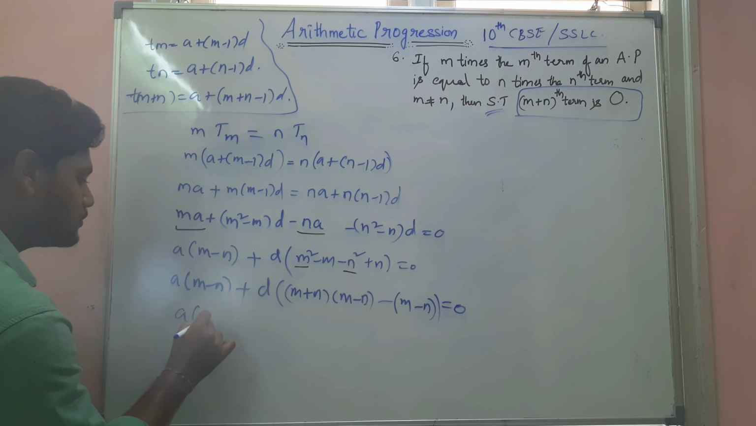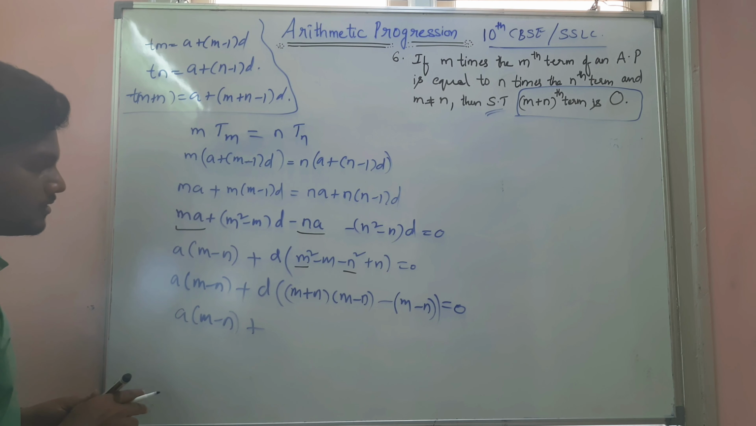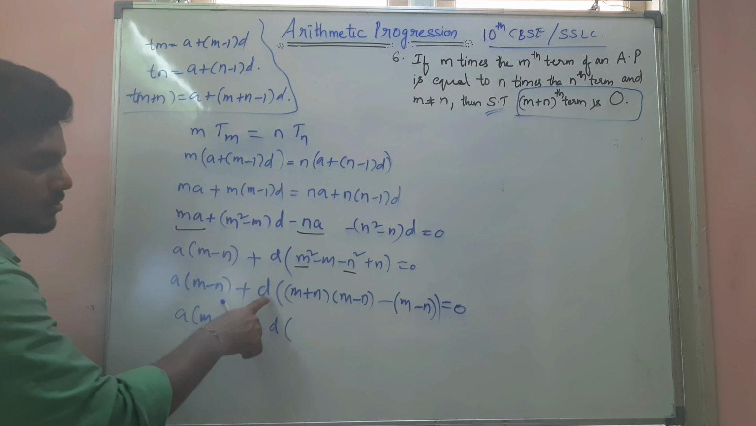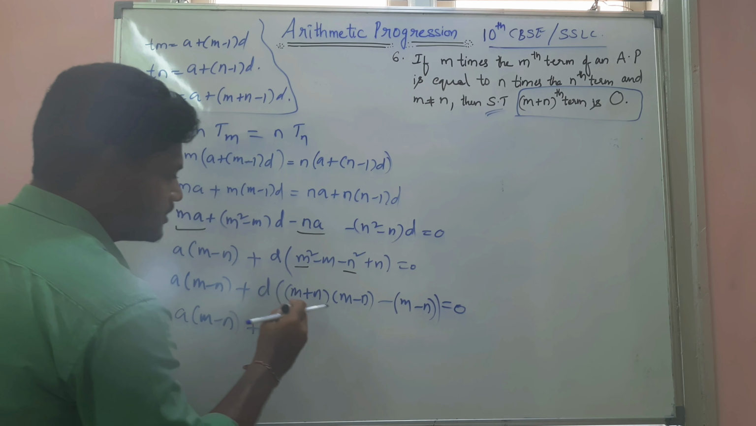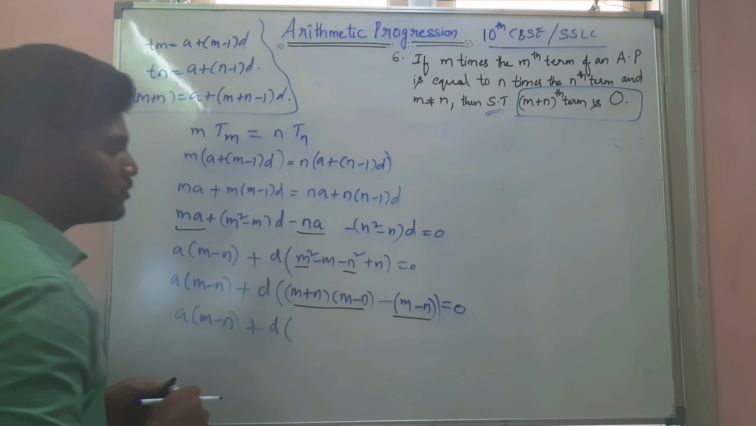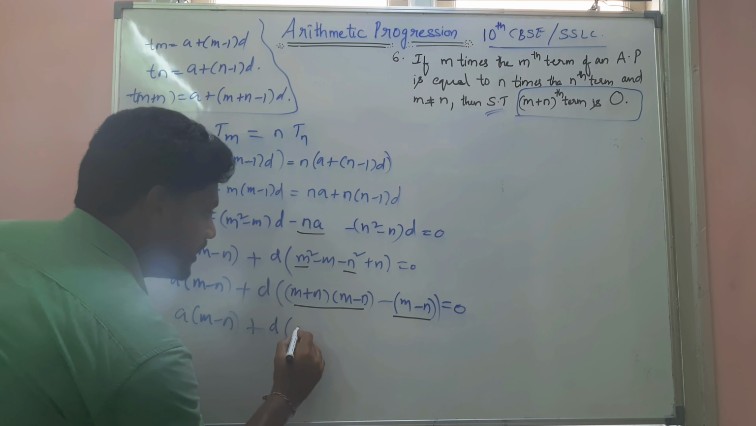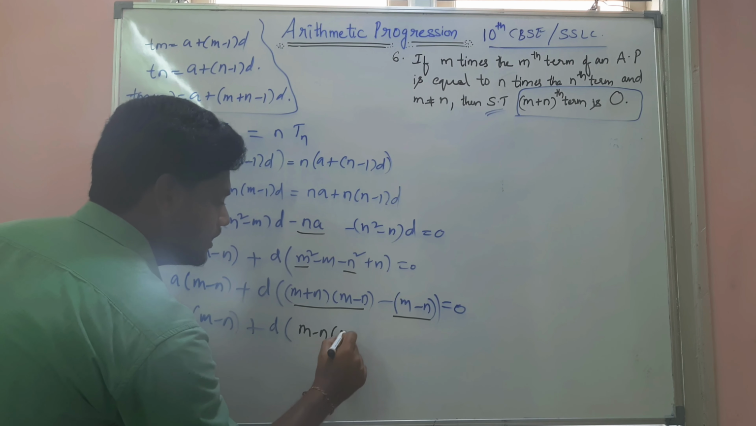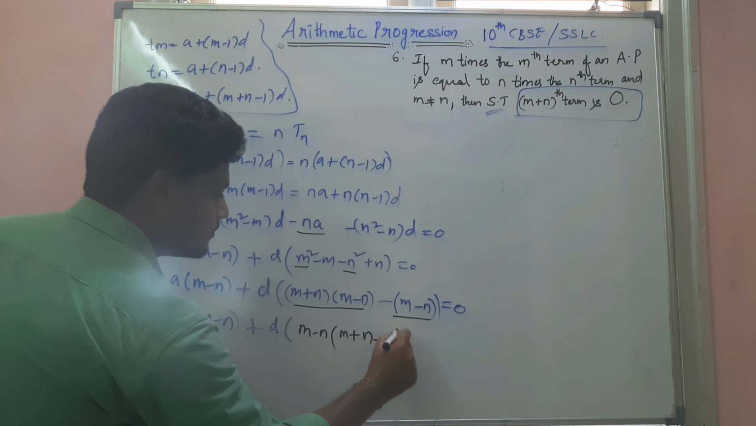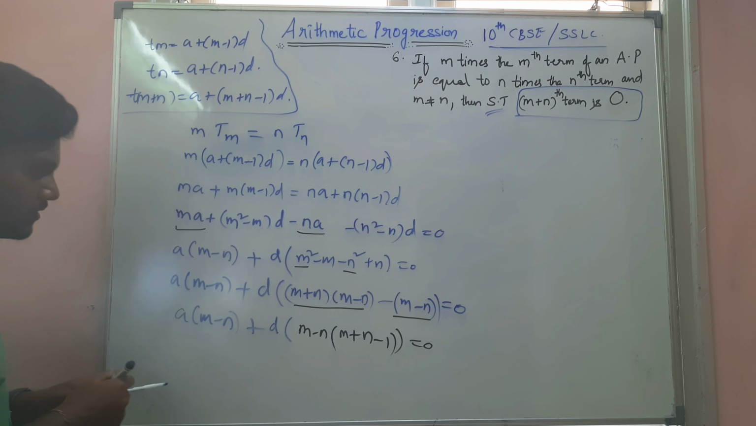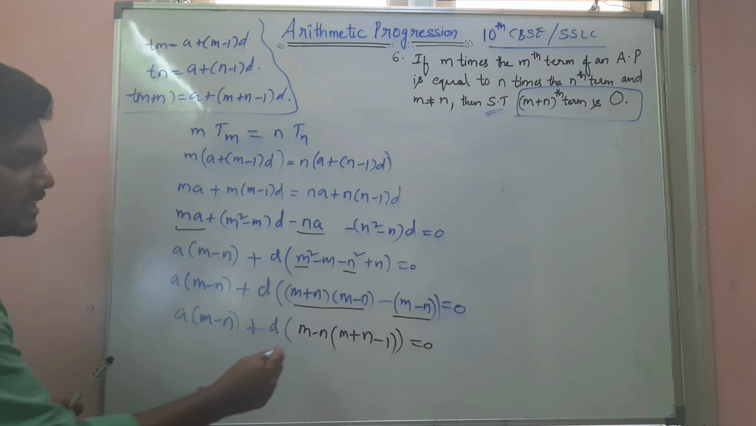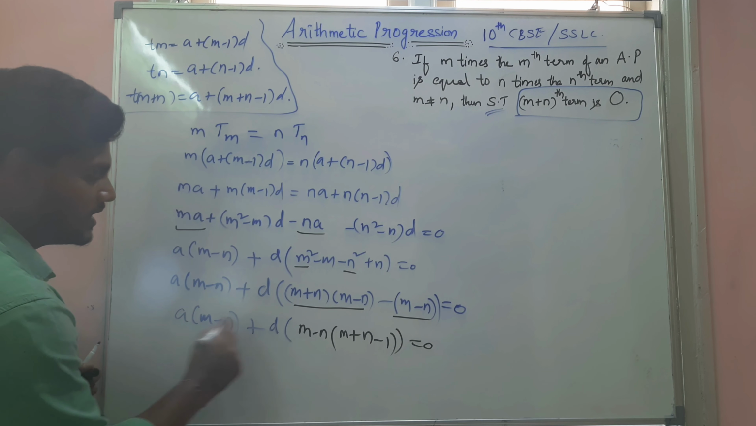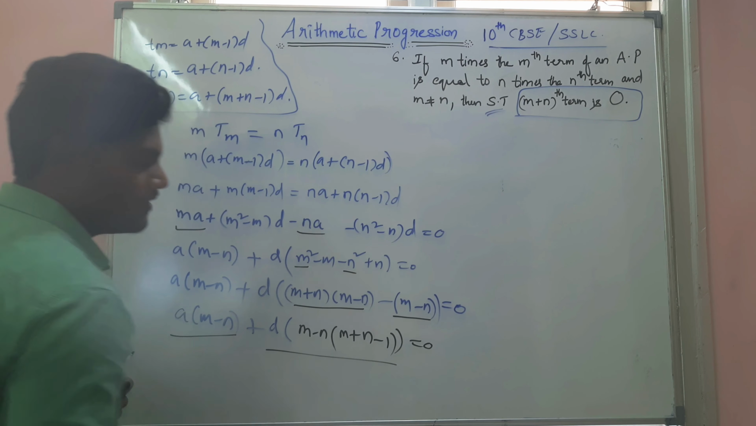So this is a times of m minus n plus, here I have taken d common as usual. Now from these two terms, what we can take common is m minus n. If I take m minus n common, it will be m plus n minus 1, right? Now as all these are in multiplication, we can take m minus n common from this and again from this.